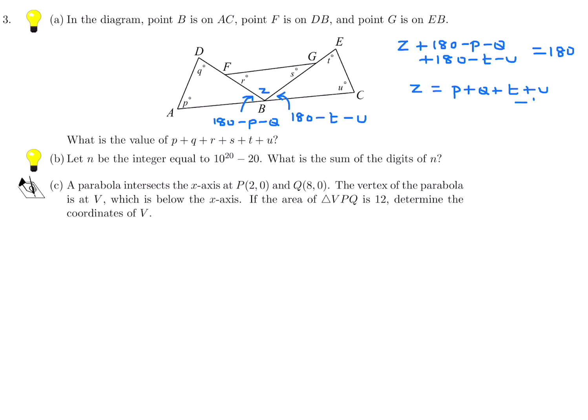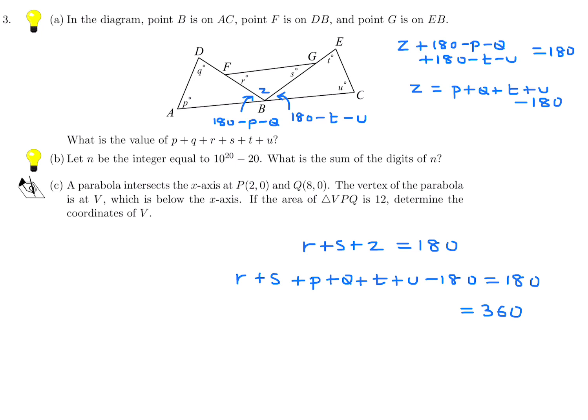minus 180. Okay, so now finally this triangle, the sum of the angles adds up to 180. So R plus S plus Z equals 180. Z is this guy right here, that's P plus Q plus T plus U minus 180, is equal to 180. And therefore, if you put all the numbers on one side, all that's left is R plus S plus P plus Q plus T plus U. And that's what they wanted. The sum of that is 360 degrees.